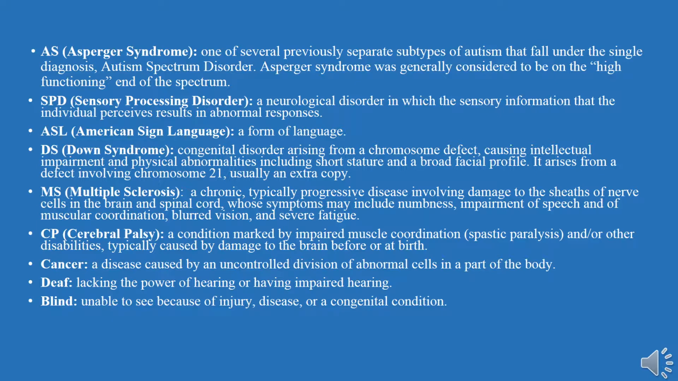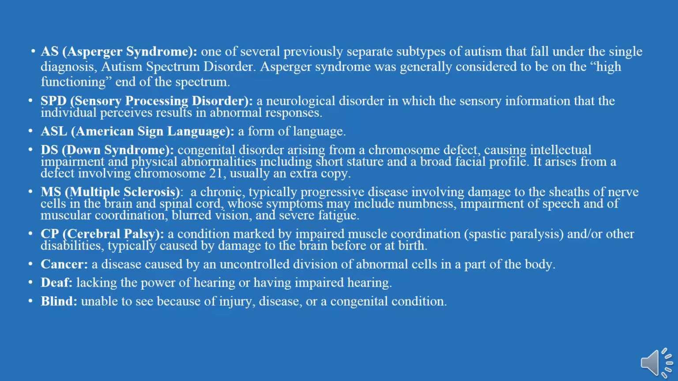MS, multiple sclerosis, a chronic, typically progressive disease involving damage to the sheaths of the nerve cells in the brain and spinal cord, whose symptoms may include numbness, impairment of speech, and of muscular coordination. Blurred vision and severe fatigue may set in.